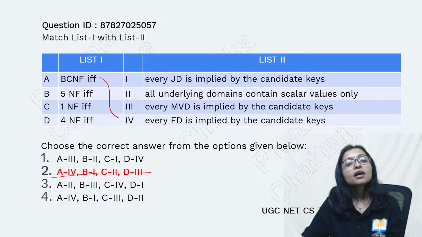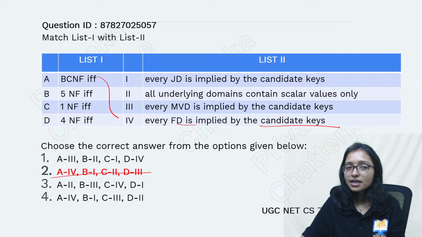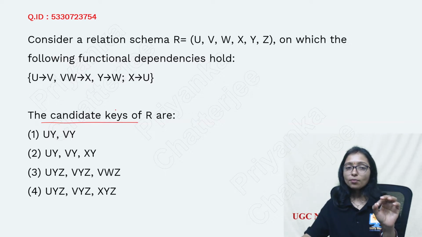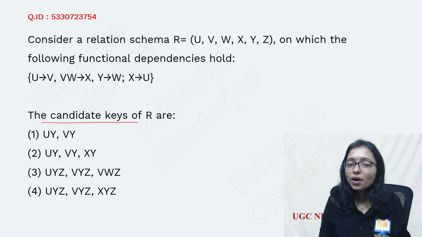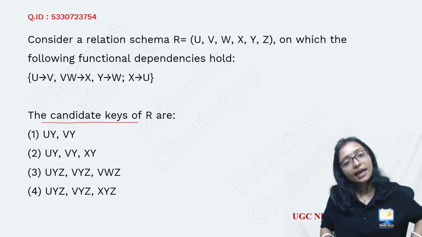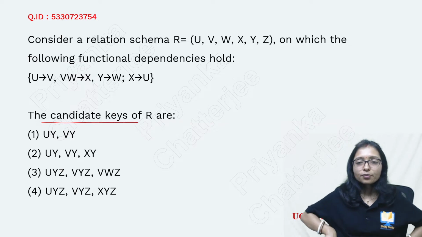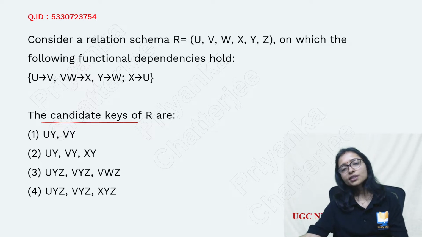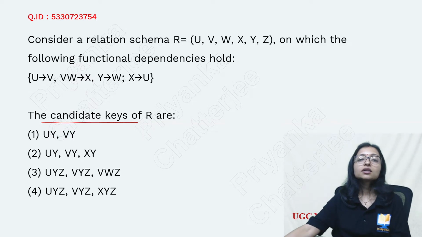BCNF implies that the functional dependency's left hand side should be a candidate key. 5NF is this, 1NF, this is the 1NF you can see, and 4NF this one. It can be done through theory. But here you have to tell me what the candidate keys are. Because to do normalization correctly, first of all you have to know the candidate keys. If you don't know the candidate keys, then you cannot find prime attributes and non-prime attributes, and you cannot solve normalization also. So this is the first step to do normalization.